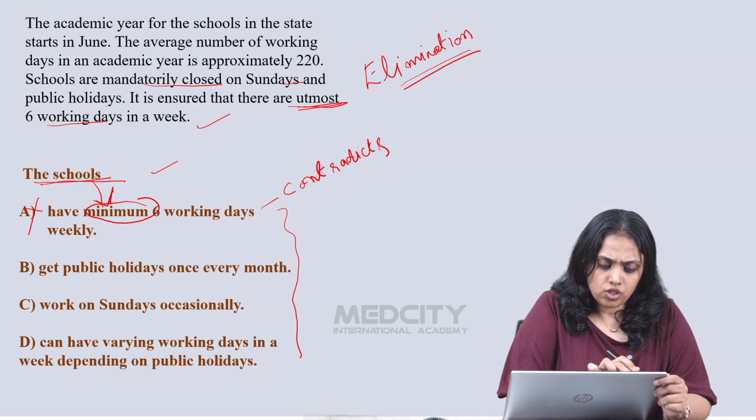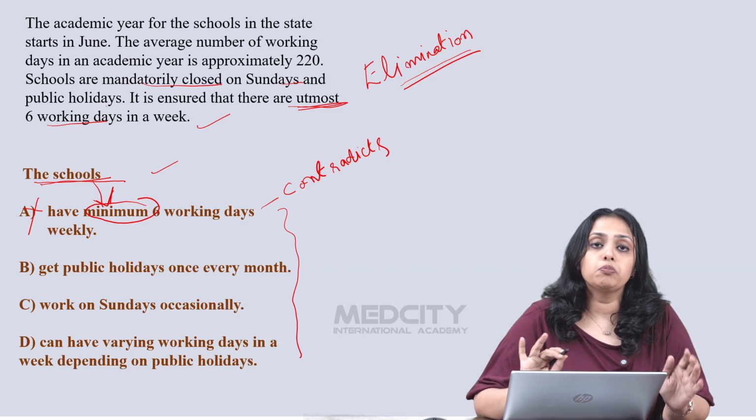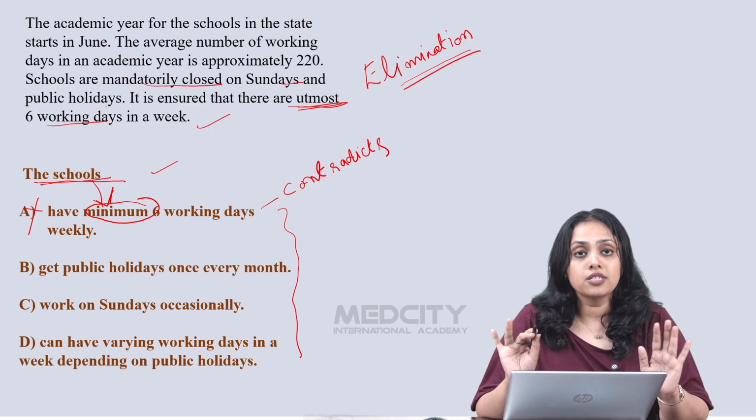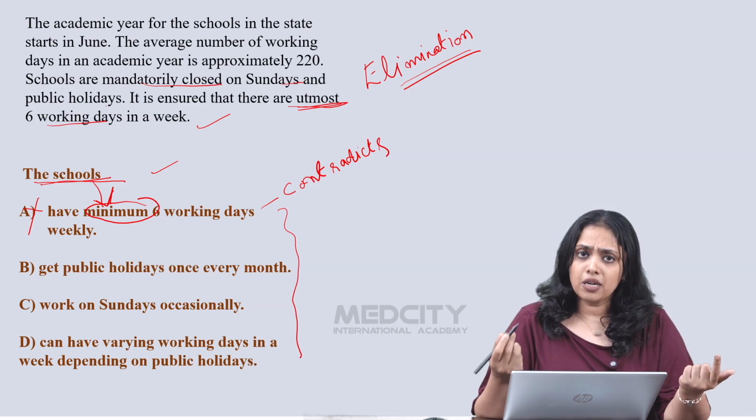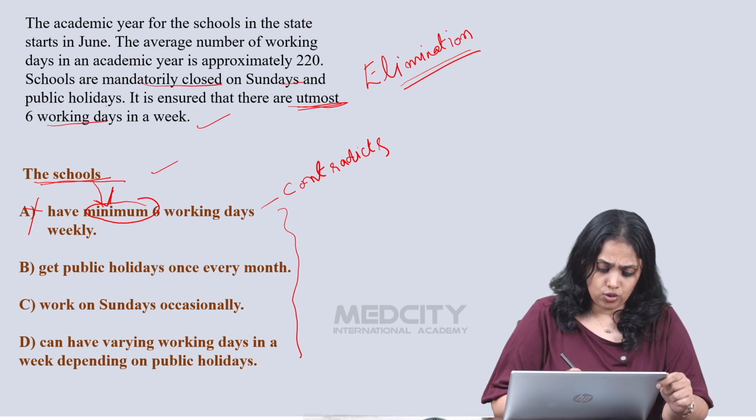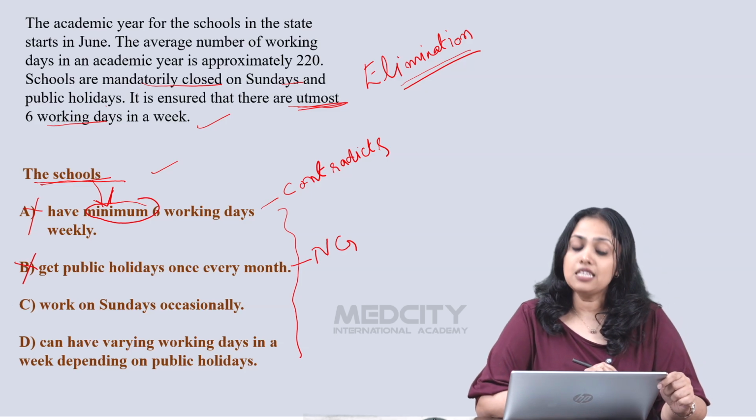Now, there is a mention regarding public holidays, that schools are mandatorily closed on Sundays and public holidays. But is it mentioned that in every month they get public holidays? No, it is not given. So for that reason, we can eliminate this as well.